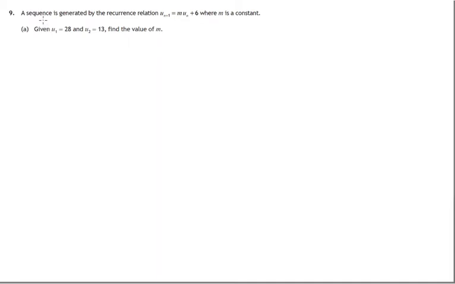We're told in this question that a sequence is generated by this recurrence relation. Now remember the way we write terms of a sequence. That is the first term, that's the second term, that's the third term, and so it goes on. That would be the nth term, that's the one after the nth term. We add 1 to the subscript here. So there's the nth term and there's the n plus 1th term.